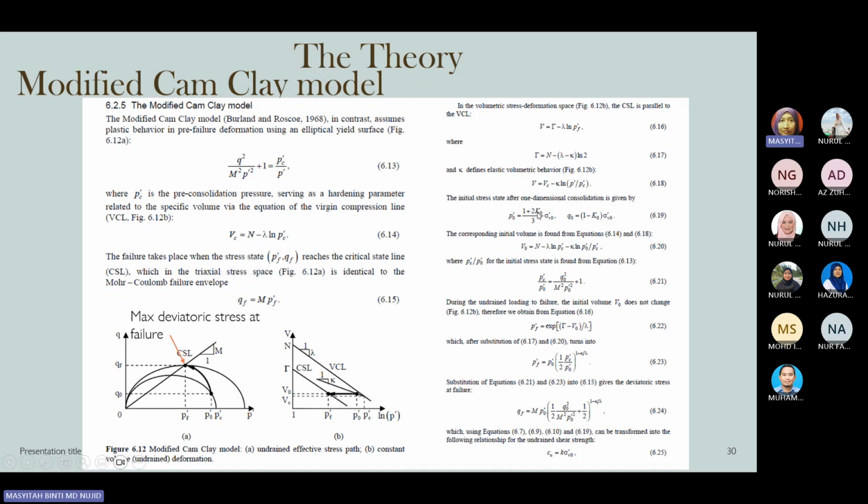So the initial stress state of the one-dimensional consideration is given here, p'0 and q0. The corresponding initial volume can be found from these equations. Then when we rearrange these equations, finally we can have another equation, 6.21. And during the undrained loading to failure, the initial volume v0 does not change. This is the assumption, and we can have the final mean stress as given in equation 6.22.